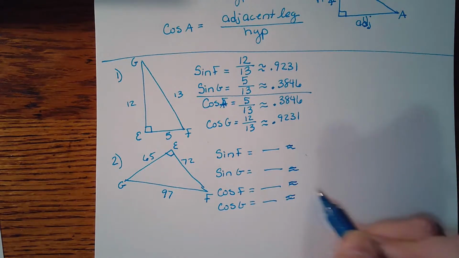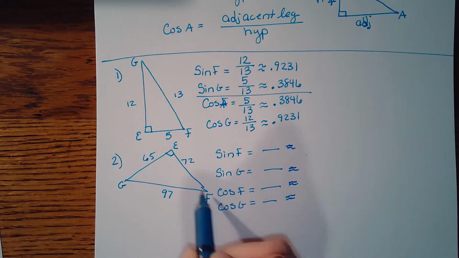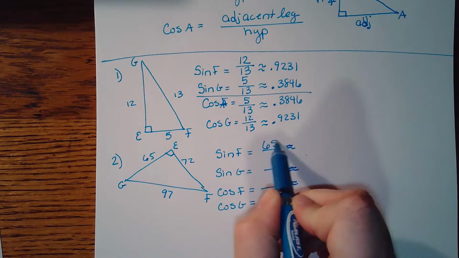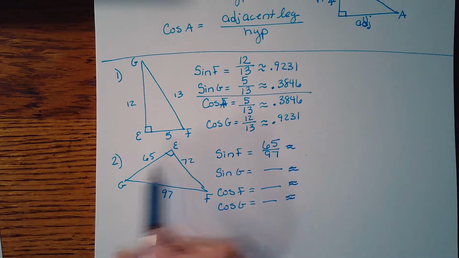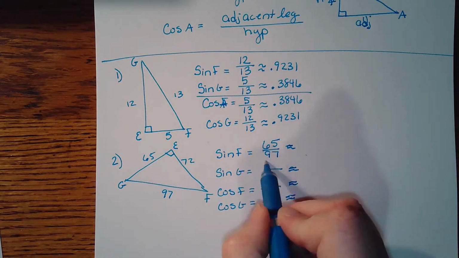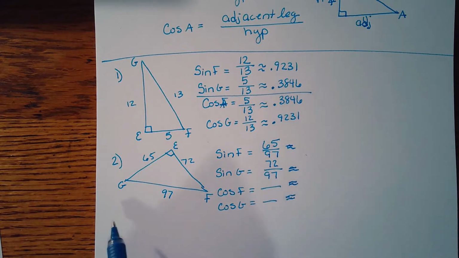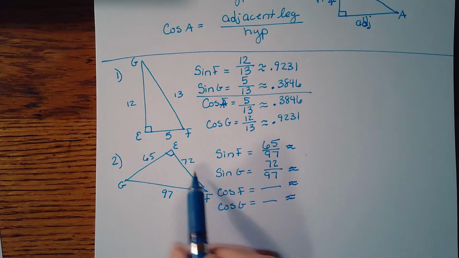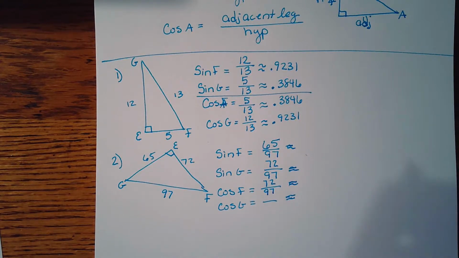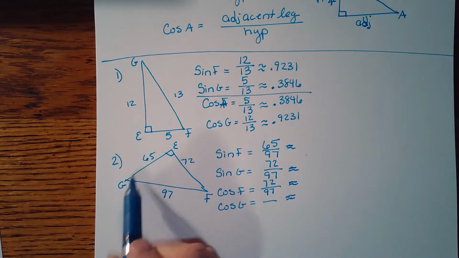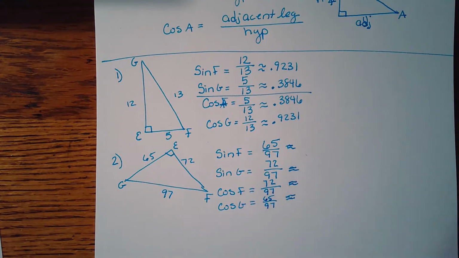All right, so the same thing here. Sine says start here and go opposite. So if I go opposite, that's going to be 65 over the hypotenuse, which is 97. The second one is going to be G. So G across is 72 over 97. Cosine says starting at F, the adjacent leg, which is 72, over the hypotenuse, which is 97. And then cosine G is the adjacent leg, which is 65, over the hypotenuse, which is 97.